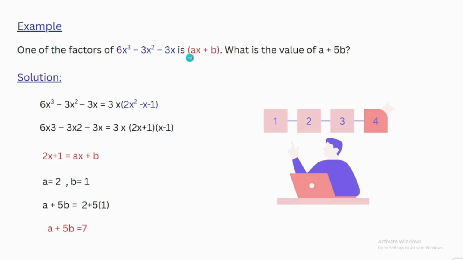He said in the example, ax plus b, one of the factors. We find 2x plus 1 is similar to ax plus b. So 2x plus 1 equals ax plus b. We take this factor, make it equal ax plus b as he said in the example. So a equals 2, b equals 1, and he didn't ask for a or b, he asked for a plus 5b, the value of a plus 5b. So we will plug in a and b in this expression to find that a plus 5b equals 7.